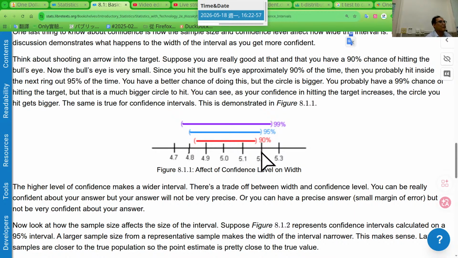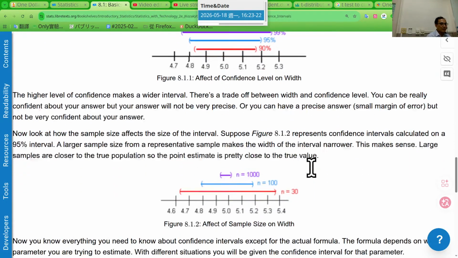Sure, if I elongate the purple line, you can get close to 100%, but it makes no sense. It's impossible for you to prepare all numbers here. Thus, generally, the shorter line, the better. But you may lose confidence in the real number here. Okay, let's move.